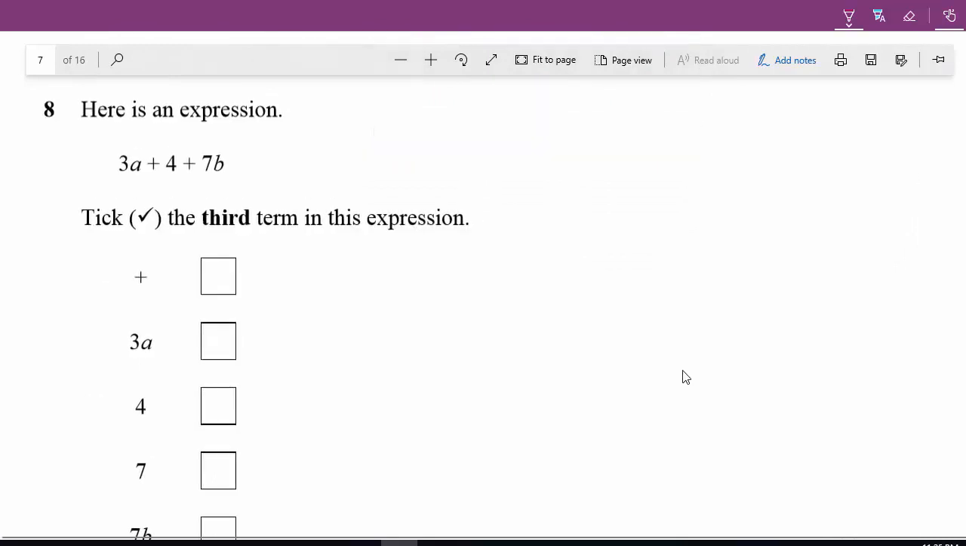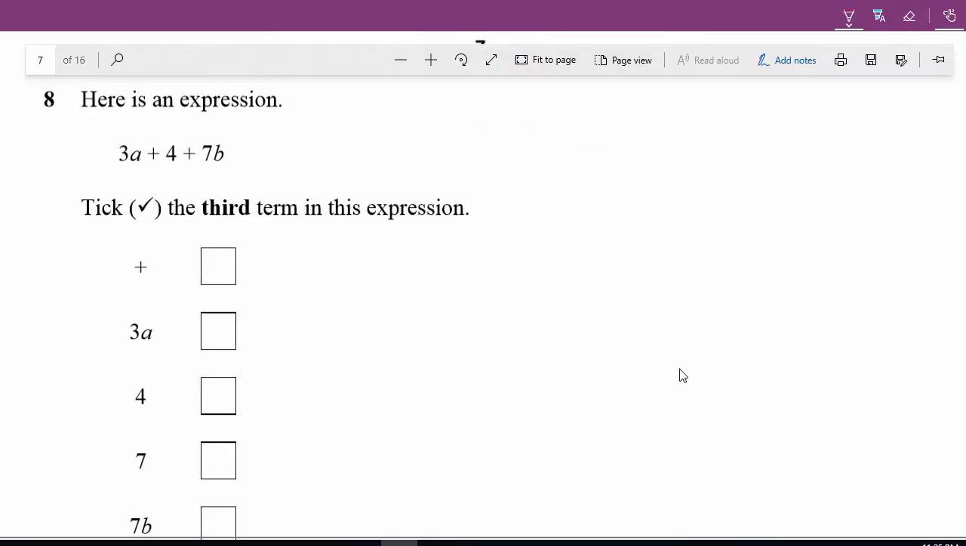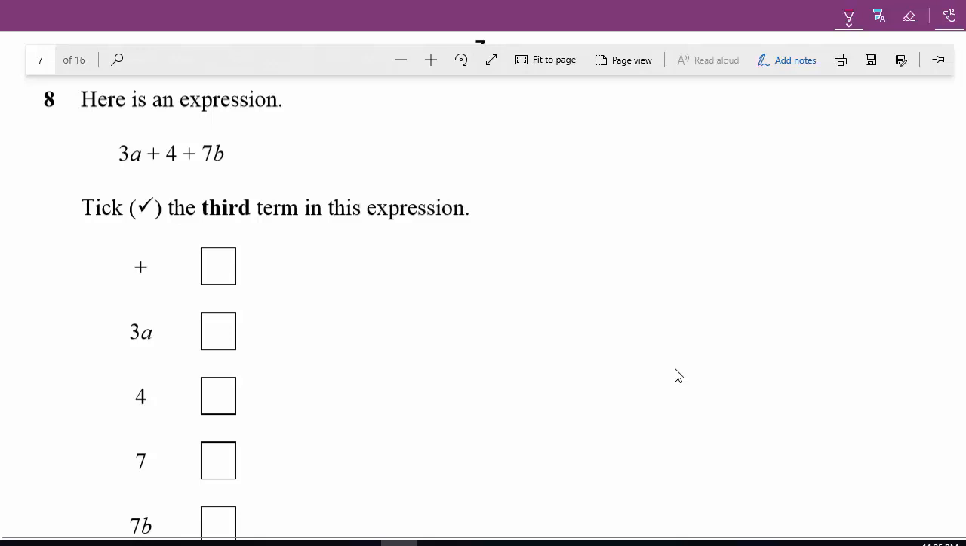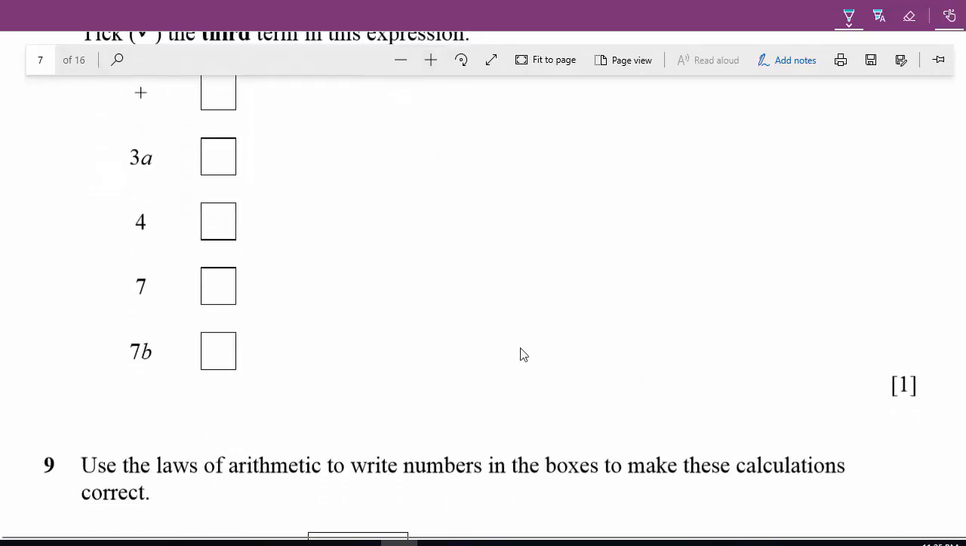Here is an expression, 3a plus 4 plus 7b. Then tick the third term in this expression. This is obvious. This is the first term, this is the second term, this is the third term. The question doesn't mention any simplifying, so the third term is 7b. 7b is the third term in this expression.